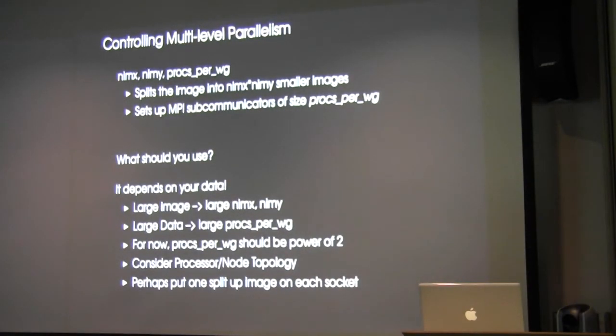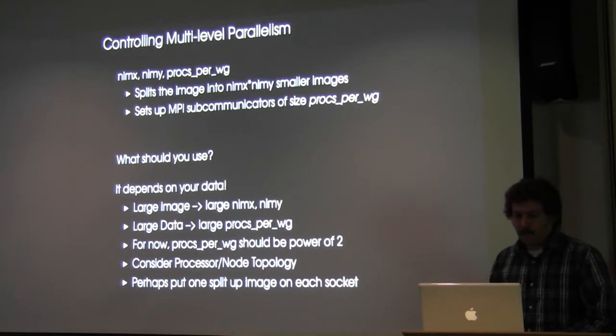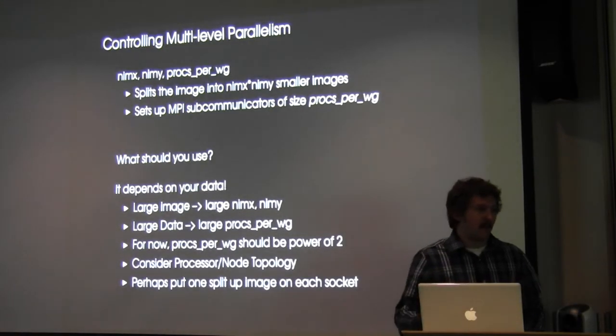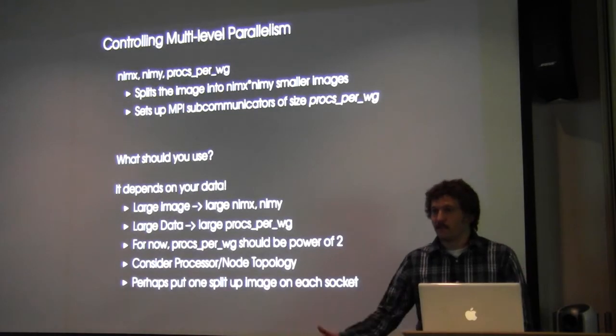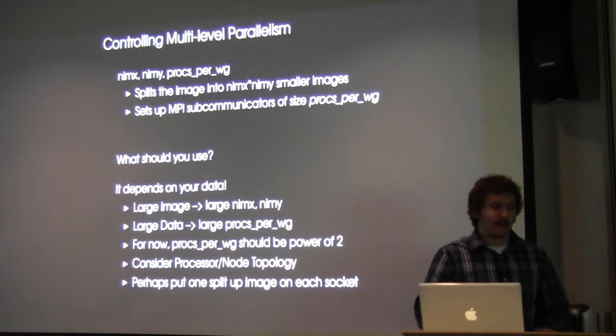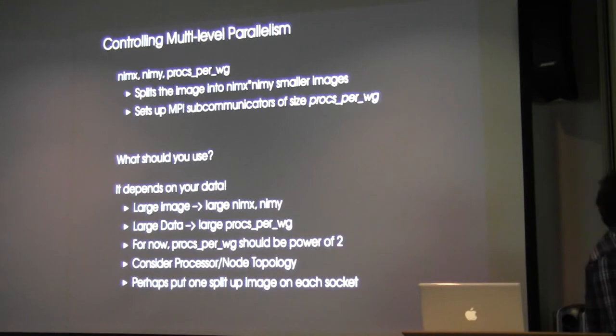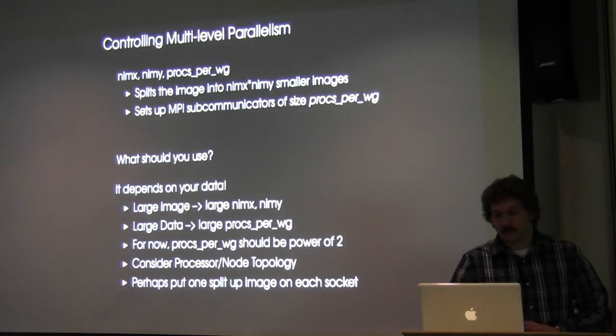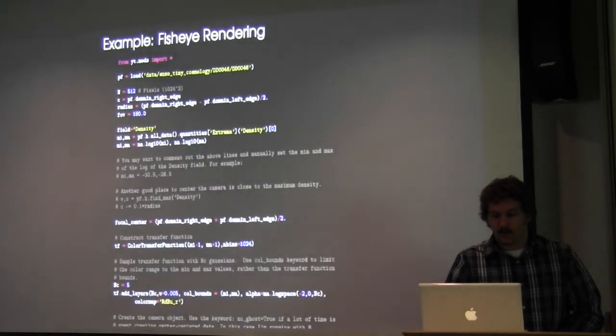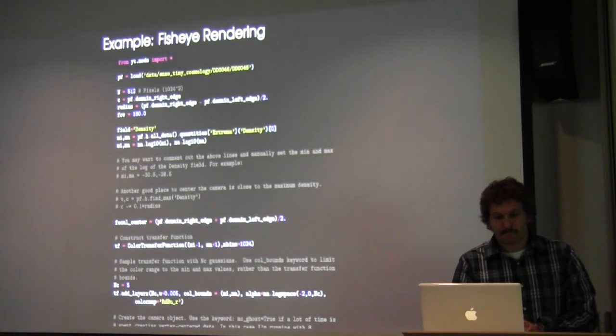processors. A few notes, still procs per work group should be a power of 2 just like we saw in the regular renderings in parallel. I'm hoping to fix this in the somewhat near term so that it can be arbitrary. And advanced things would be considering the processor and node topology of the supercomputer that you're using. Perhaps putting one image on each node of your supercomputer or one on each socket of your computer. Anyways, that's very advanced stuff that we probably won't have to worry about right now.